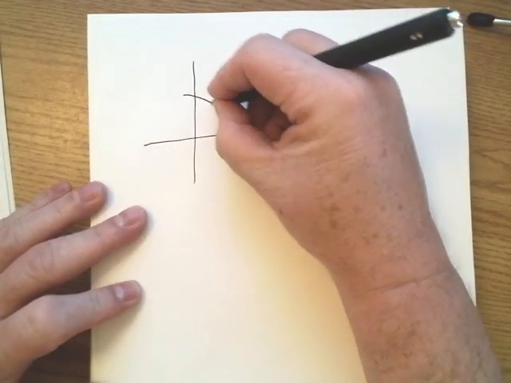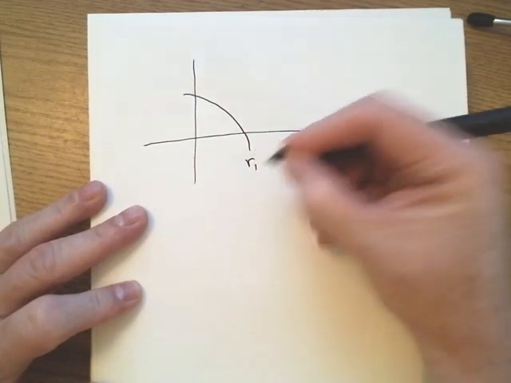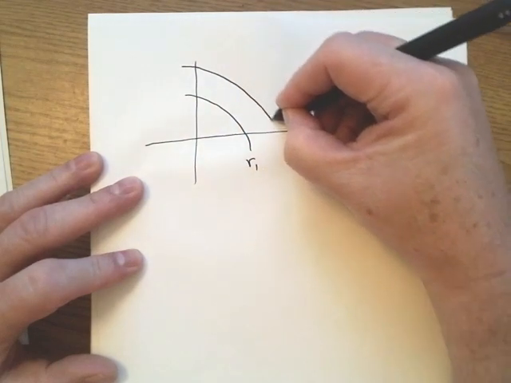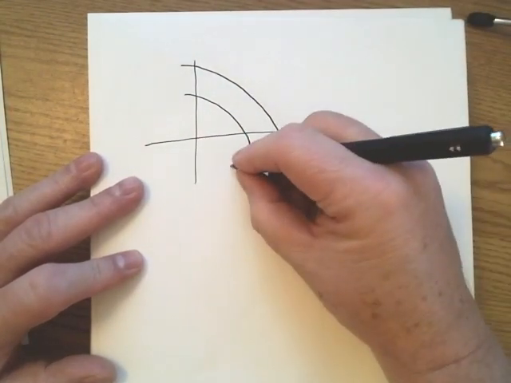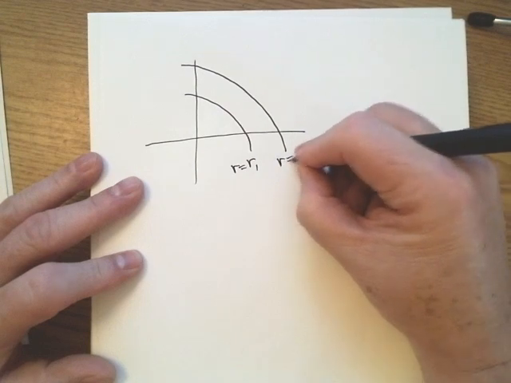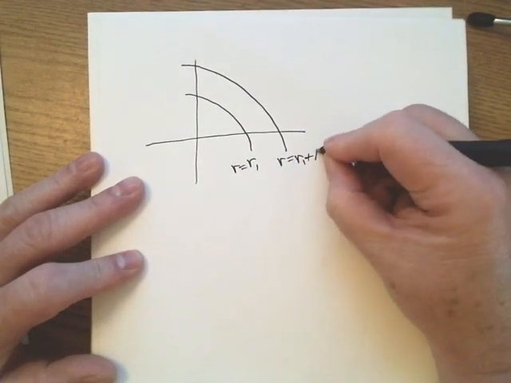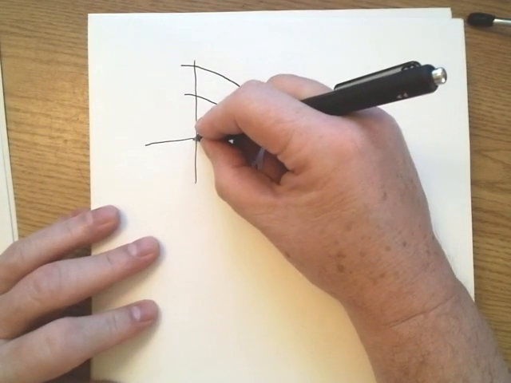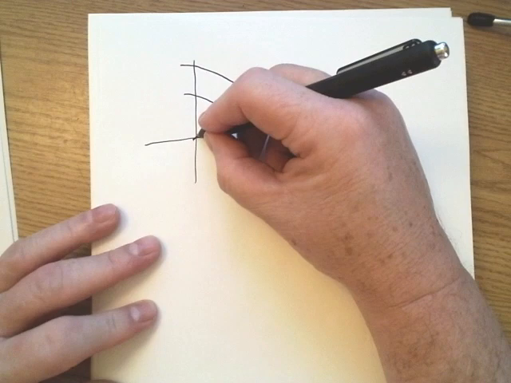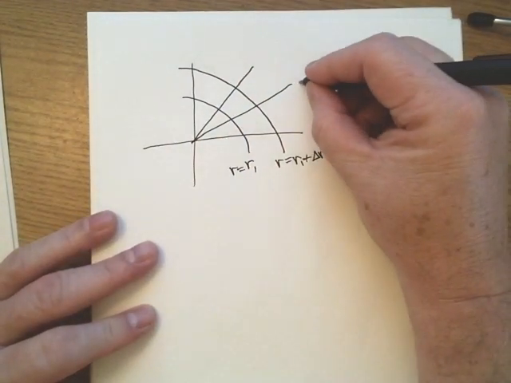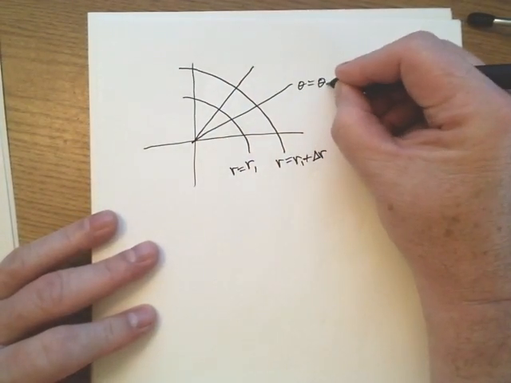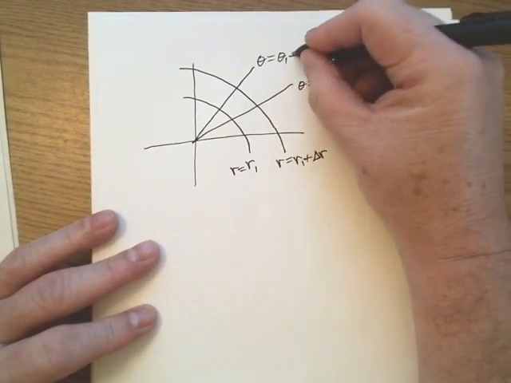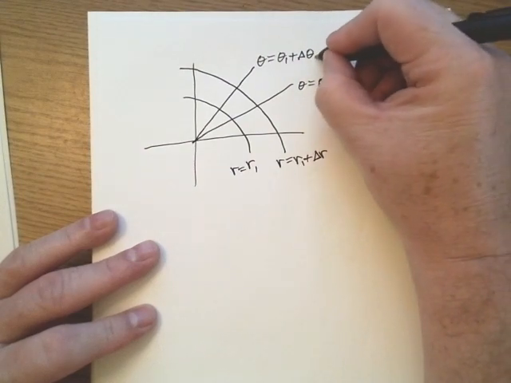Okay, so let's say I have this being my original R. I could call it R1 or just call it R, I don't care. Okay. And let's say this is R equals R1. This is R equals R1 plus some change in R. And then this is going to be theta equals theta 1. And this one will be theta equals theta 1 plus a change in theta. So I'll call that delta theta.